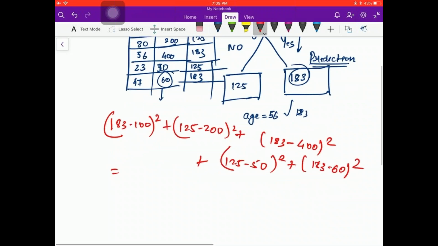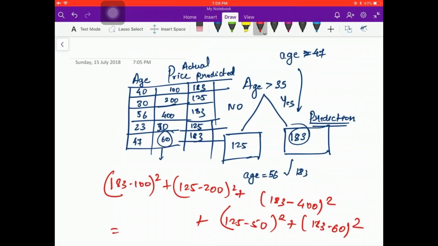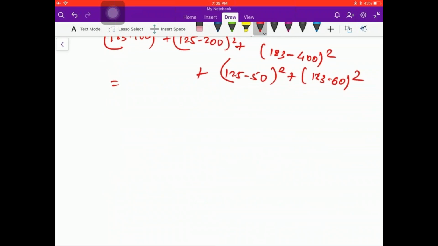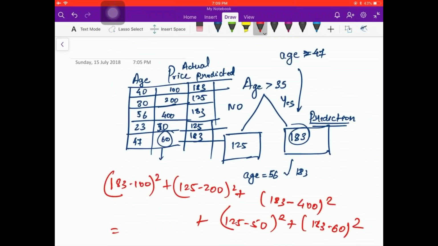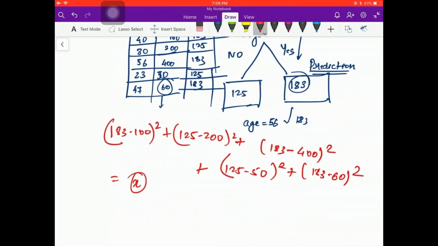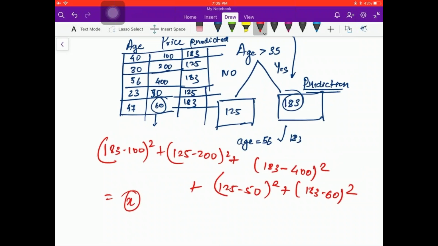Clear? Yeah, it's clear. So after this, we have got all the errors. Next, finally we have to predict. So for age greater than 35, it will be 183, and that will be our answer. Since you just have one variable and this is a very shallow tree, right?